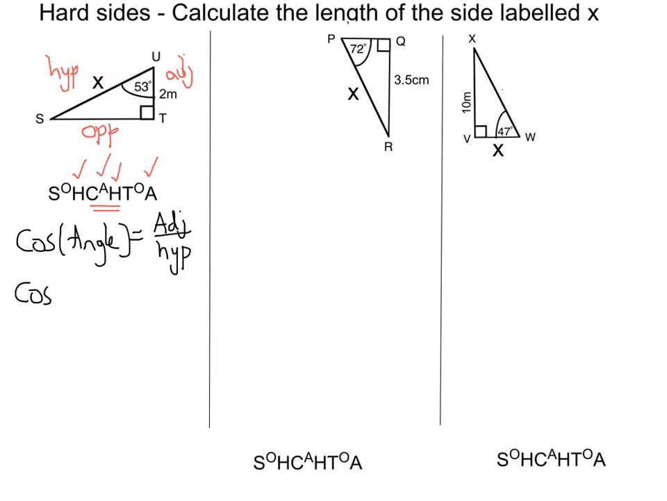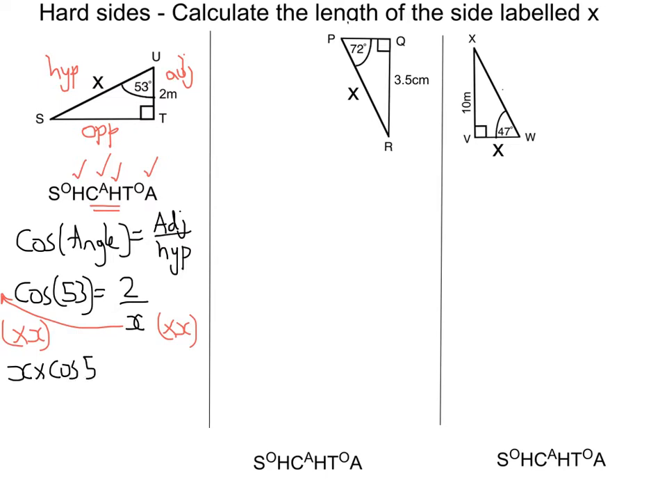So that's cos of the angle, which is 53 degrees, put that in a bracket. Adj is 2 meters over x. Now, I need to do some rearranging to get x first on the top and then on its own. So to get x on the top, I am going to multiply both sides by x. So what happens is the x goes from here to the top up here. So we're going to have x times cos of 53 is equal to 2.